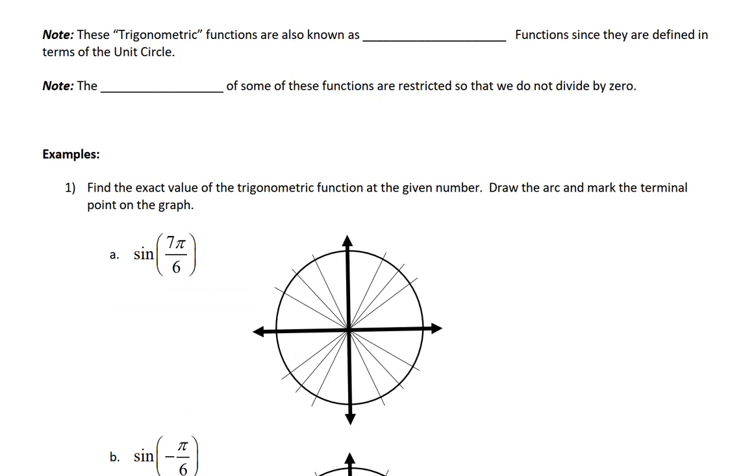Now let's note a couple things. First of all, these trigonometric functions are also known as circular functions. Some textbooks refer to them more so as circular functions, but they're just trigonometric functions since they are defined in terms of the unit circle, as I just demonstrated above. And then secondly, note that the domains of some of these functions are restricted so that we're not dividing by 0 as demonstrated above.